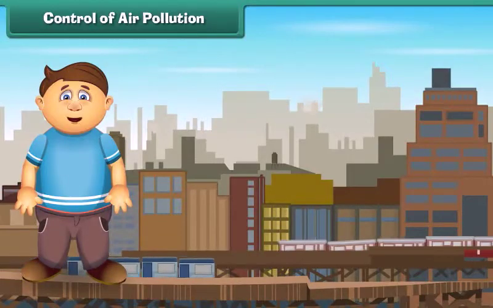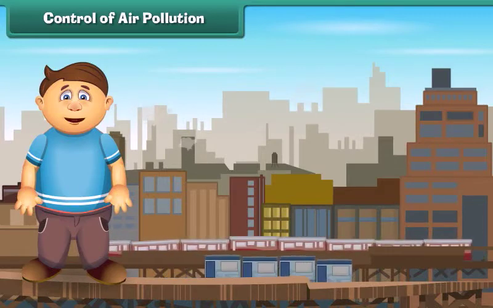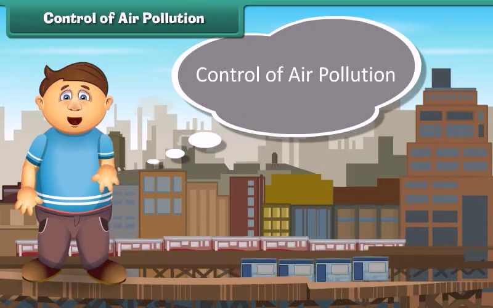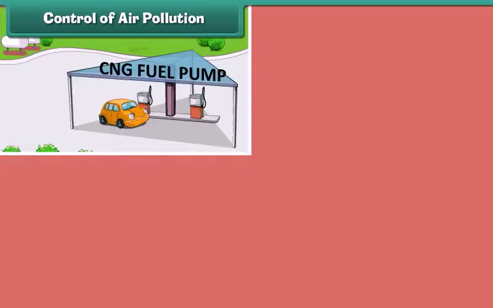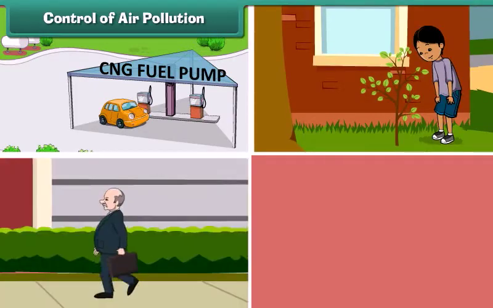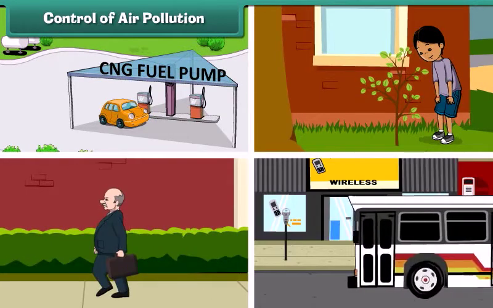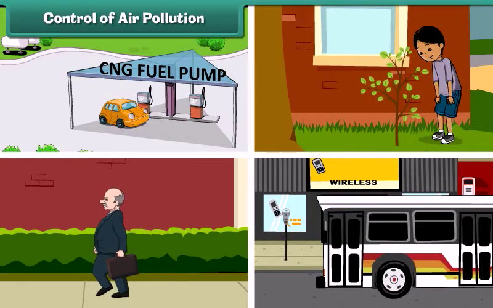Now the question is how we can control air pollution. There are many things that we can do to control air pollution. It can be controlled by using clean fuels, CNG, in vehicles and industries, planting of new young plants, preferring walking over driving, using public transport for transportation.